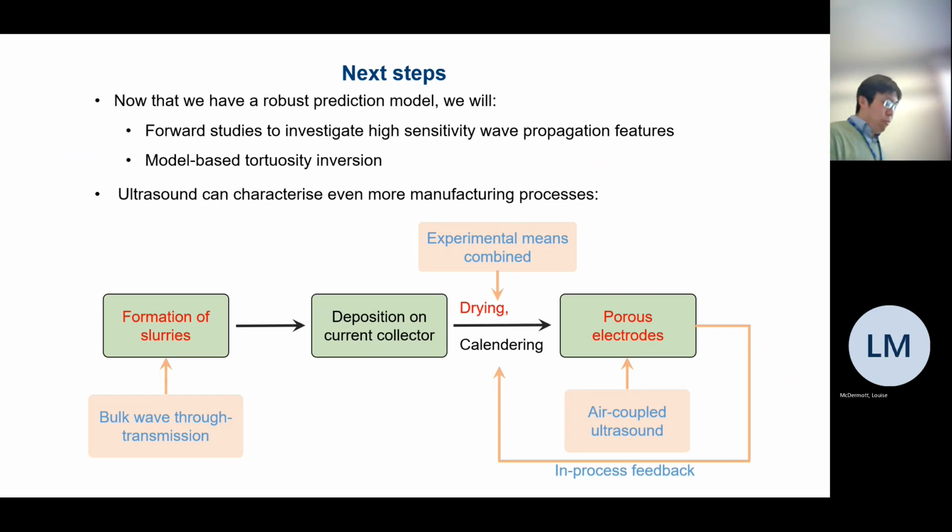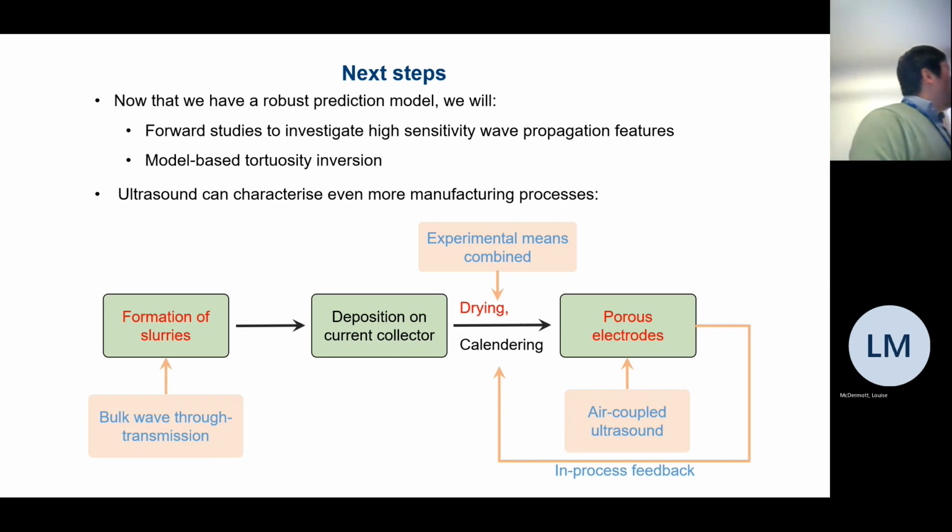So in addition to the characterization of the dry electrodes, we've recognized that ultrasound can potentially characterize even more manufacturing processes. For example, the formation of slurries: ultrasound is an established method of detecting the viscosity of slurries and also the particle size as well as density. So we can use bulk wave ultrasound, which is easier to work with compared to air-coupled ultrasound. And we can characterize the formation process as well as the quality control of slurries.